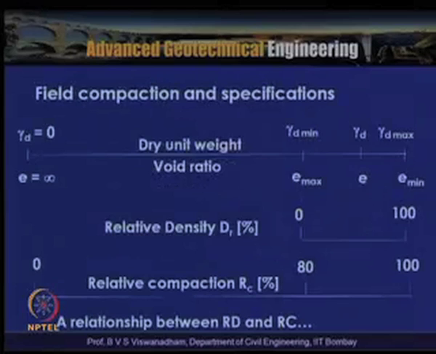In this particular slide, a relationship between relative density and relative compaction is shown. As can be seen, with the void ratio at infinity, gamma d is equal to 0 in case of granular soils, and then e max is at gamma d minimum, e min at gamma d max, and the in situ void ratio e is at gamma d. So, the relative density ranges from 0 to 100. For a given project where the specification says 70%, that means that at this point a certain in situ void ratio has to be achieved. In case of relative compaction, it ranges from this point to this point. If you are specifying, say, 90% compaction, it can result somewhere here.